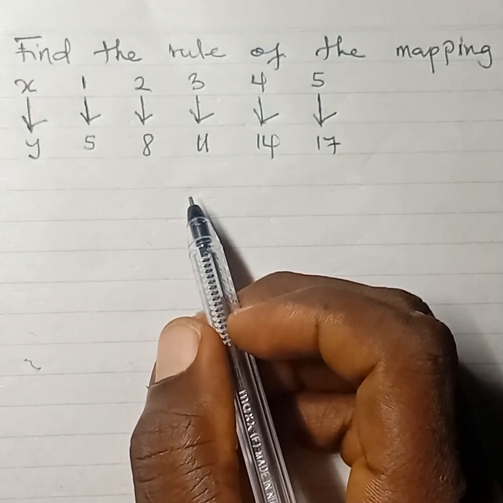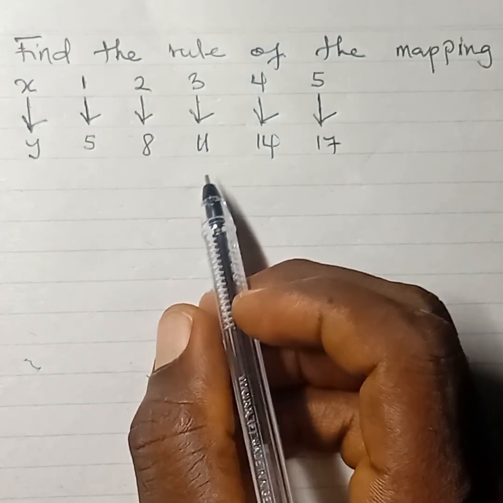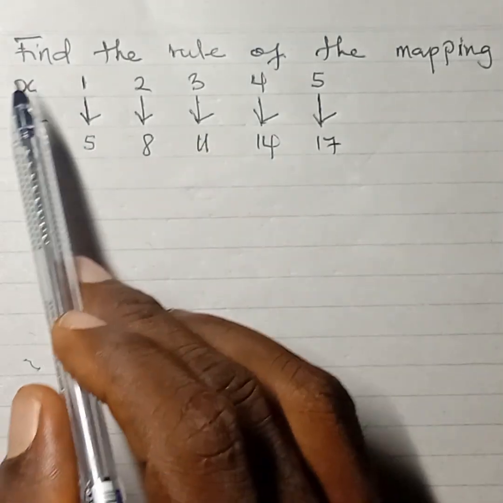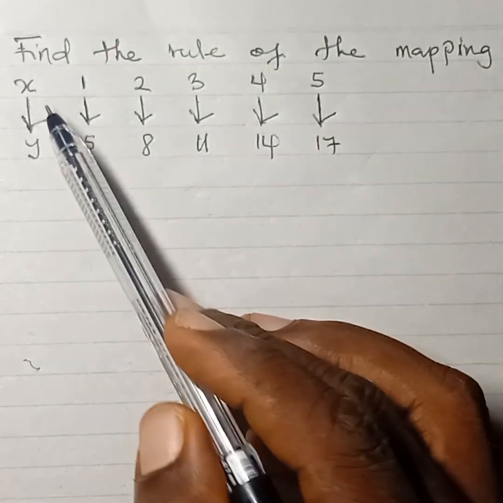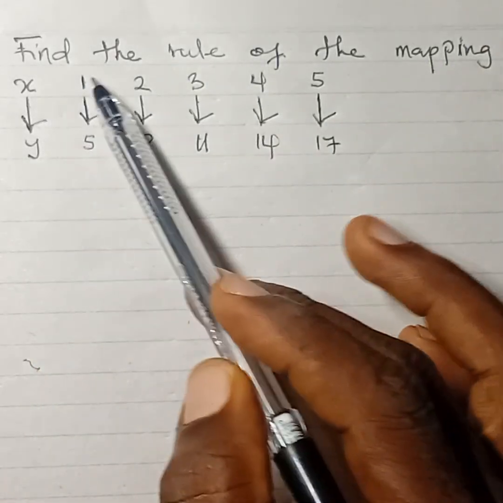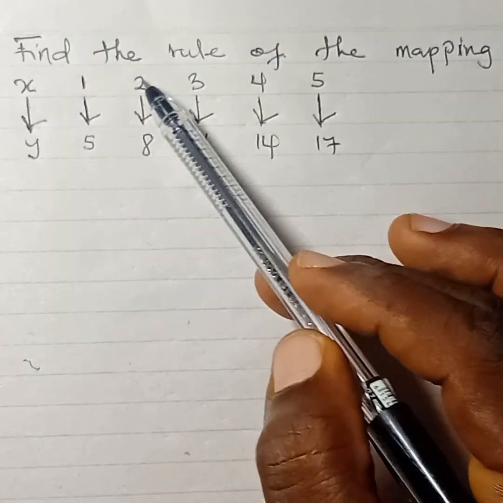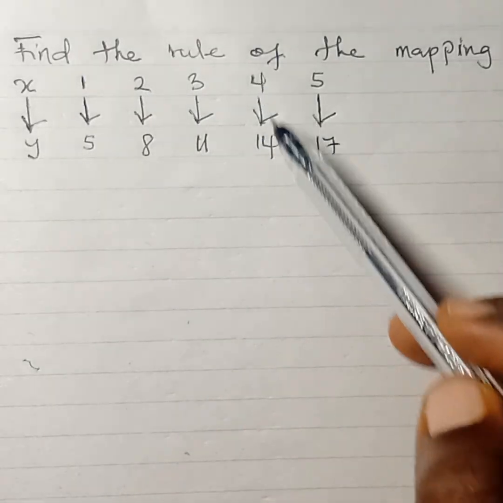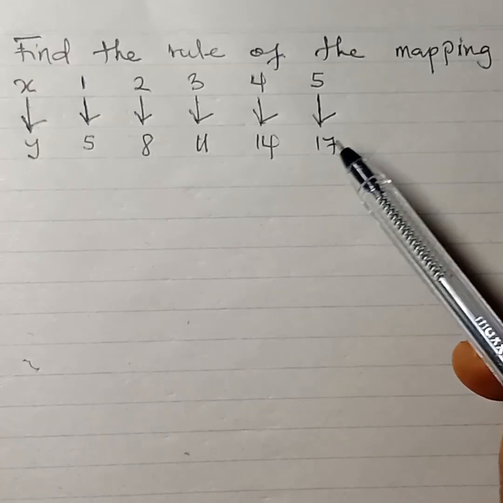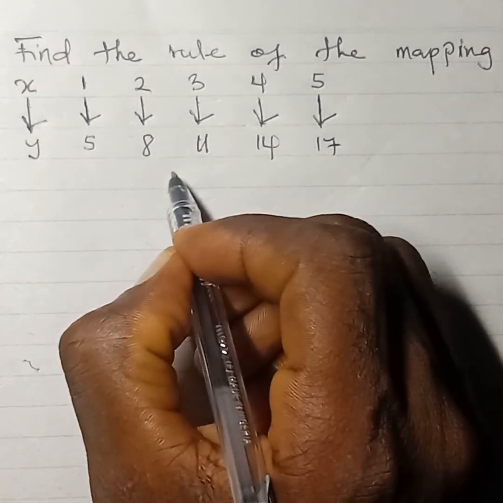Let me show you how to solve this mapping question. We are asked to find the rule of the mapping. X is to Y: 1 is to 5, 2 is to 8, 3 is to 11, 4 is to 14, 5 is to 17. Solution.